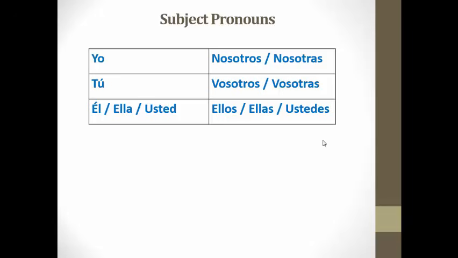Hopefully you got all of your subject pronouns written down. If you need to pause me in order to complete that chart, please do so.